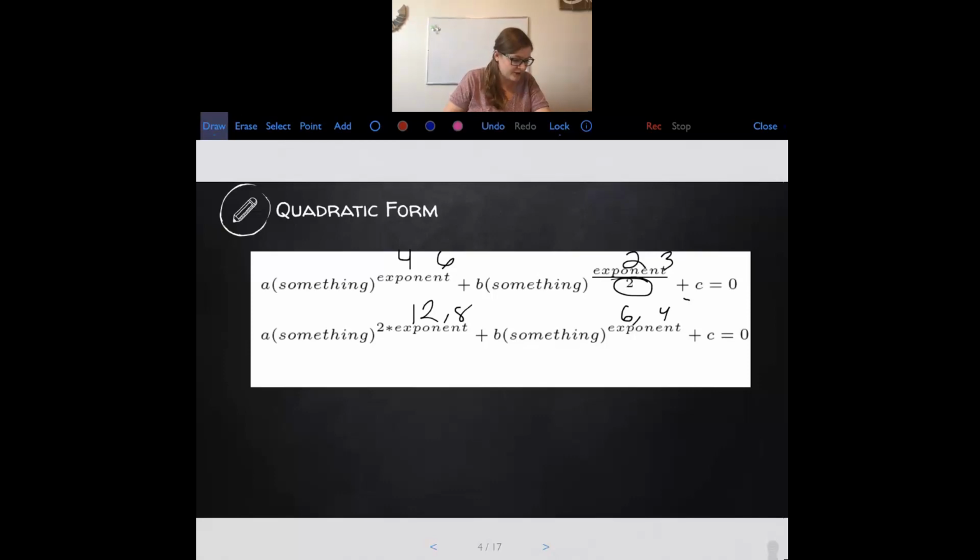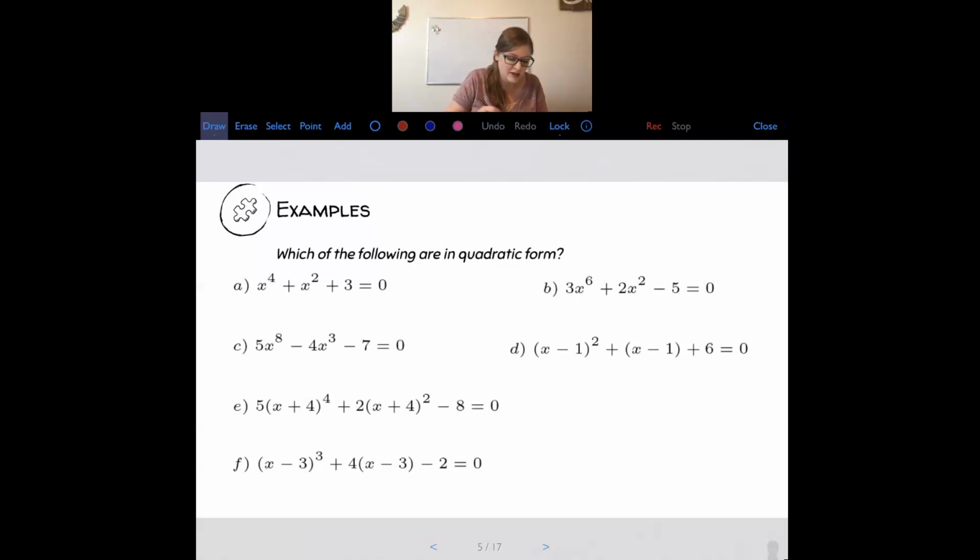So what's going to happen is when we recognize an equation is in quadratic form, we'll make a substitution to get it into a quadratic equation. We'll solve it, and then we'll substitute it back to solve for the original variable. But first, we'll just do some examples determining which ones of these examples are in quadratic form or not. Okay, so for example A, we have x to the 4th plus x squared plus 3. 4 divided by 2 is 2, or 2 times 2 is 4, so this one is in quadratic form.